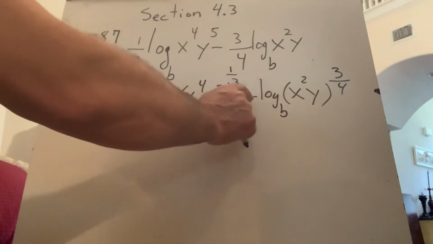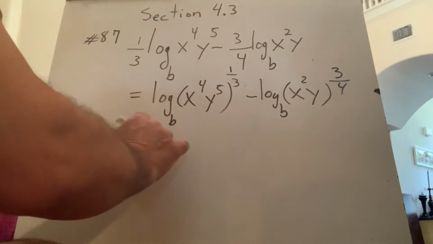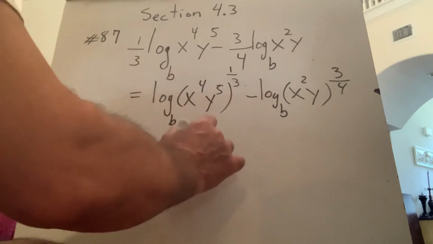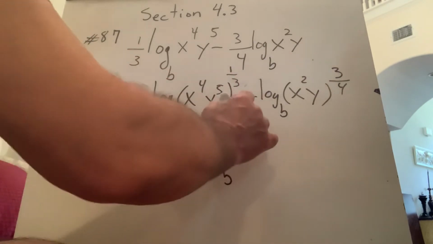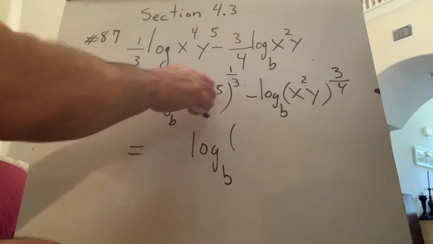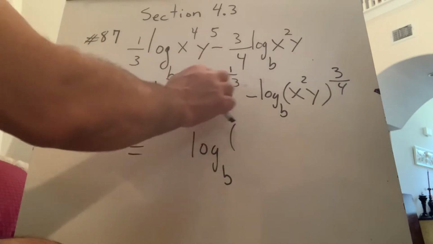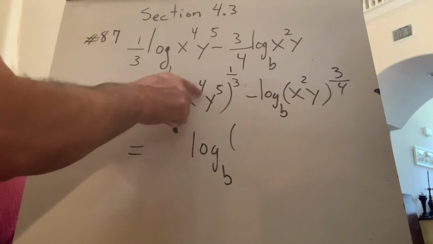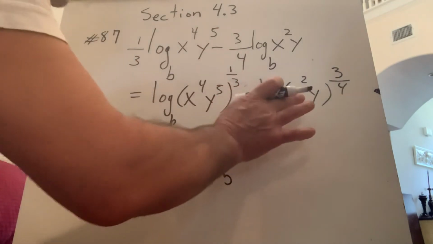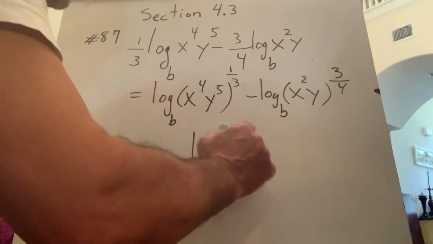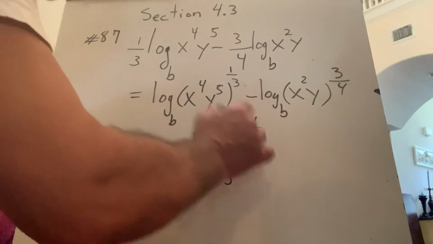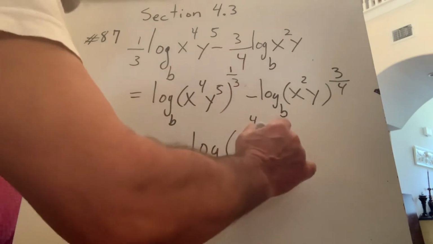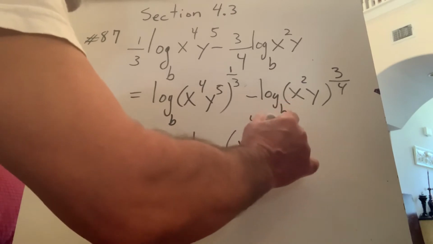Of course, as you know, the way you go from a difference of two logs to a single log is by the quotient property. So this becomes log base b of the top. If you don't mind, anytime you have two powers on top of each other, you multiply, so I'm going to go ahead and multiply that to save a step. So 4 times 1/3 becomes x to the 4/3, and 5 times 1/3 becomes 5/3, y to the 5/3.